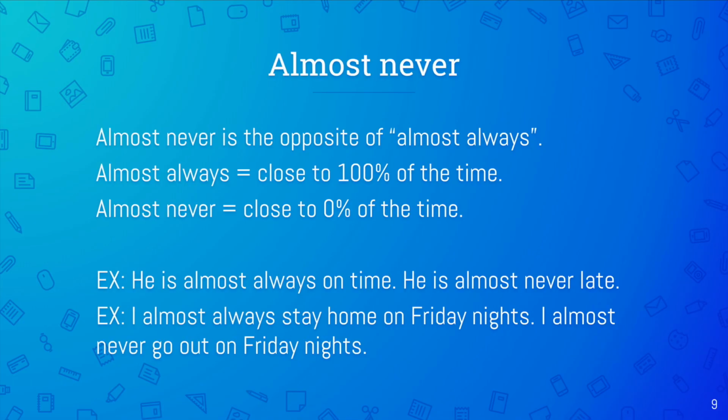Okay, now let's talk about some negatives. Almost never, this is the opposite of almost always. If something almost always happens, it happens close to 100% of the time, but if it almost never happens, it happens close to 0% of the time. He is almost always on time. He is almost never late.